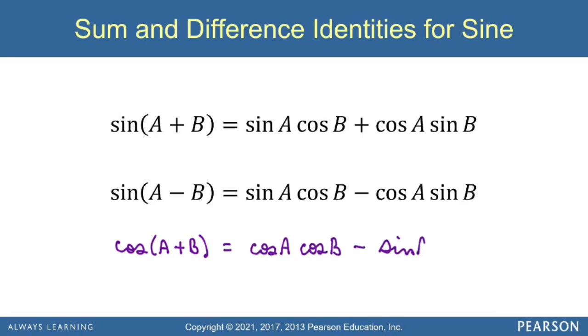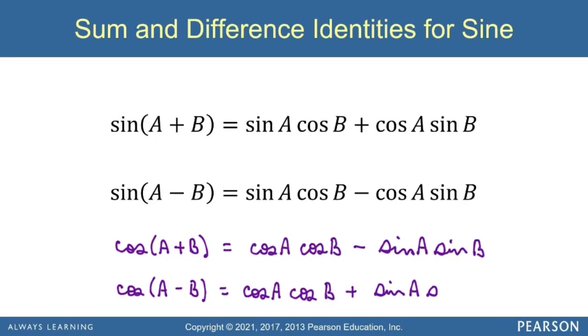Now just for comparison, let's look again at the identity for cosine of a plus b and cosine of a minus b from section 5.3. You'll remember that the cosine of a plus b has a minus sign in the formula, and the cosine of a minus b has a plus sign in the formula. But that's not the case for the sine of a plus b and the sine of a minus b. For the sine identities, if the argument contains a plus, then the formula contains a plus. And if the argument contains a minus, then the formula contains a minus.